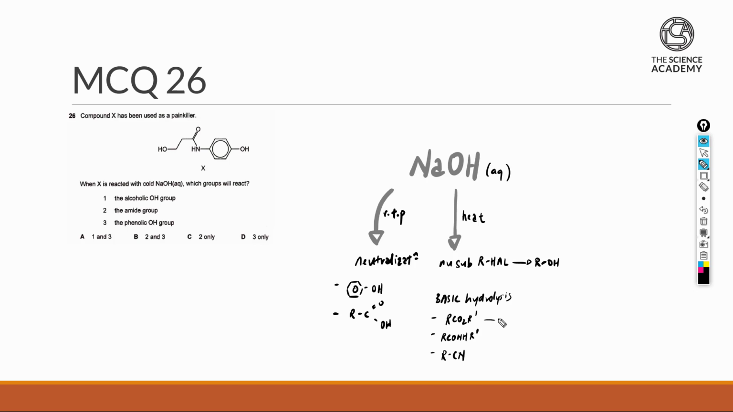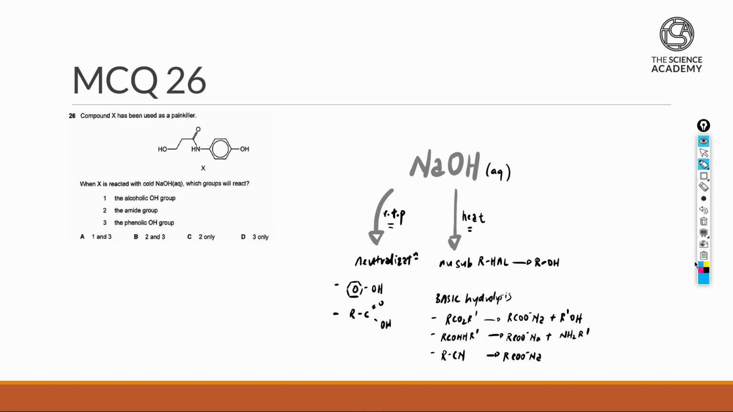Now, the end result of ester hydrolysis will be, in this case, if it's sodium hydroxide, a sodium conjugate base and an alcohol. We're going to get the same thing for amides, a sodium conjugate base plus an amine. That's coming out here. And for nitrile, it will also become a sodium conjugate base. So again, sodium hydroxide is really quite important for you to differentiate whether it is going to be RTP or whether it is going to be heat.